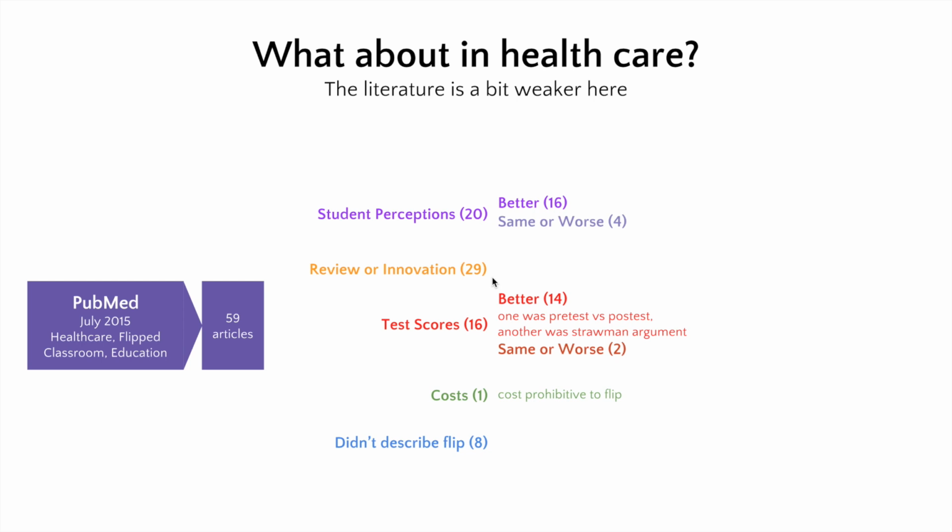A lot of them were just reviews or innovations describing the innovation that they had. 16 of them looked at test scores, and most of them showed that students actually did better, though some of them were kind of weak arguments. And finally, one of them looked at the cost and said that the cost of flipping is actually very expensive. It takes a lot of resources.